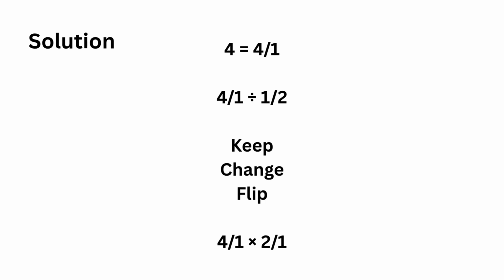So we keep 4 over 1 the way it is. We change the sign from division to multiplication. And then we flip 1 over 2 to 2 over 1. That's what flip means. We flip it. It becomes 2 over 1.